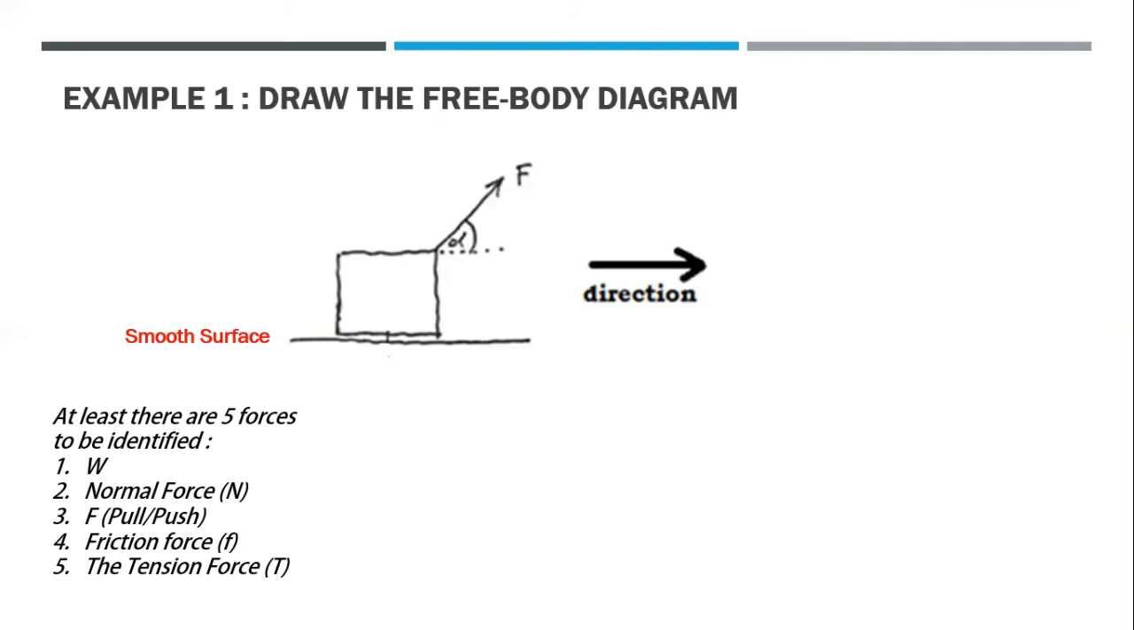Five forces are to be identified for an object. Number 1, weight force or gravity force. All objects have a gravity force because the object is attracted downward by gravity toward the center of the Earth. We call this W. The opposite one is the normal force. The normal force exists because this object lies on a smooth surface. We call that N, the normal force.